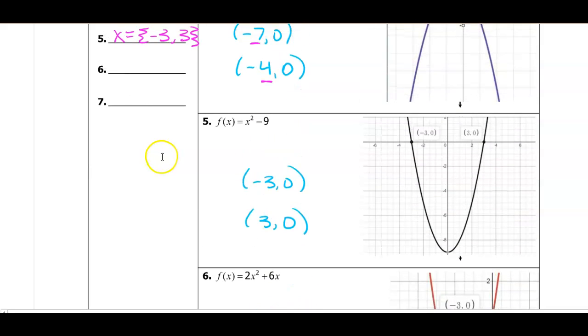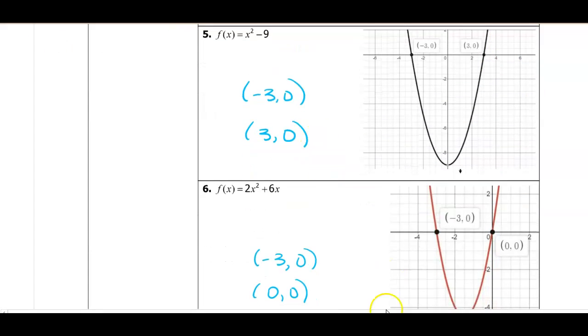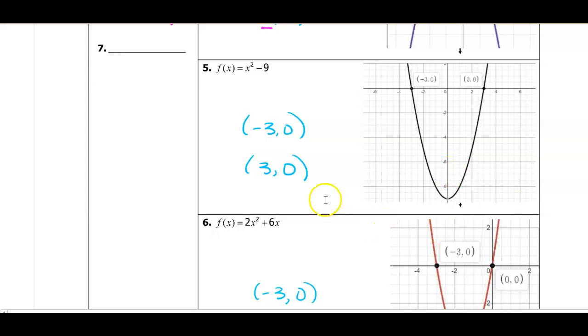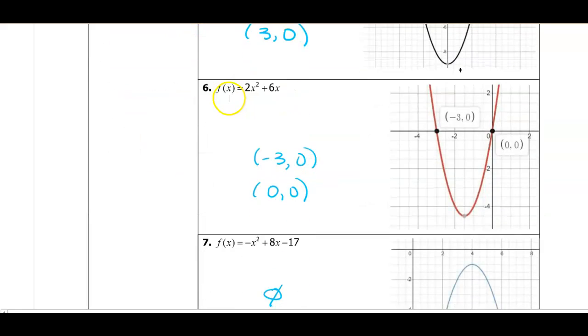So x equals -3, 0, which is kind of interesting because that is also identical to one of our ordered pairs, but it means the two x values of the intercepts.